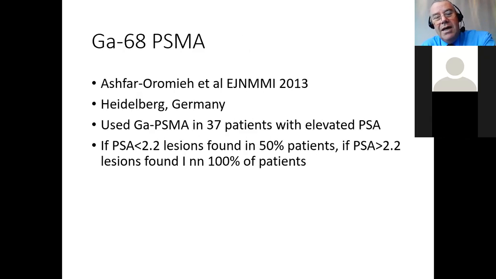So what about PSMA? Again, this was developed from the Heidelberg group, and the first one was 617, which is the one that's most widely used around the world. And they looked at 37 patients with elevated PSA, and they found that they could find lesions in patients if the PSA was greater than 2.2.